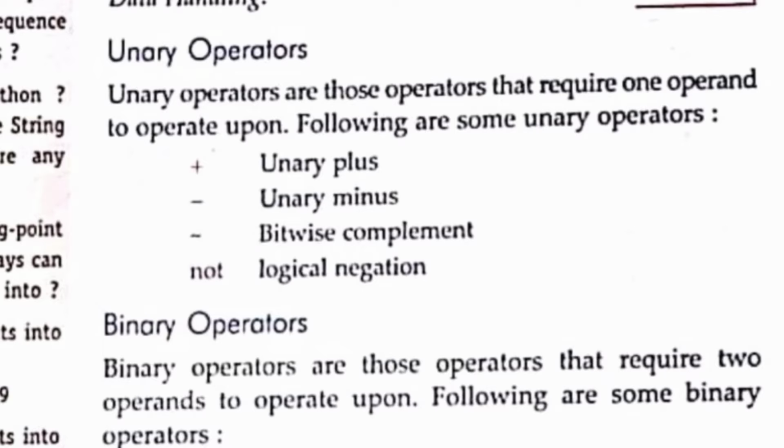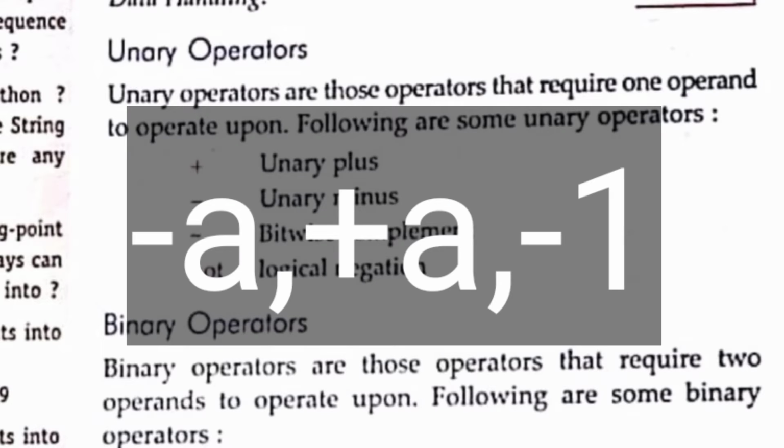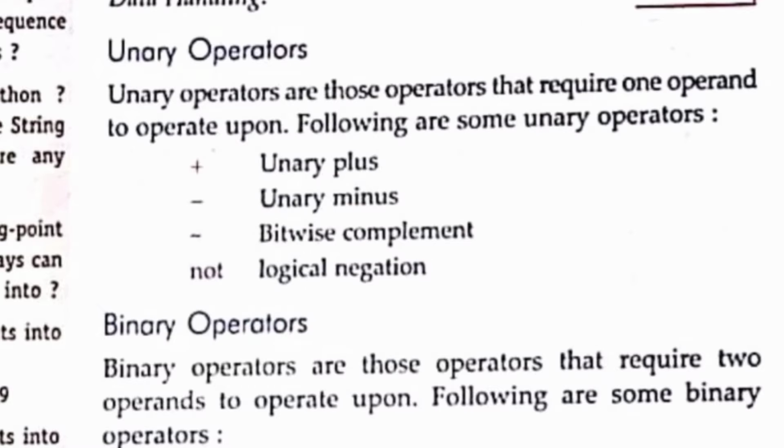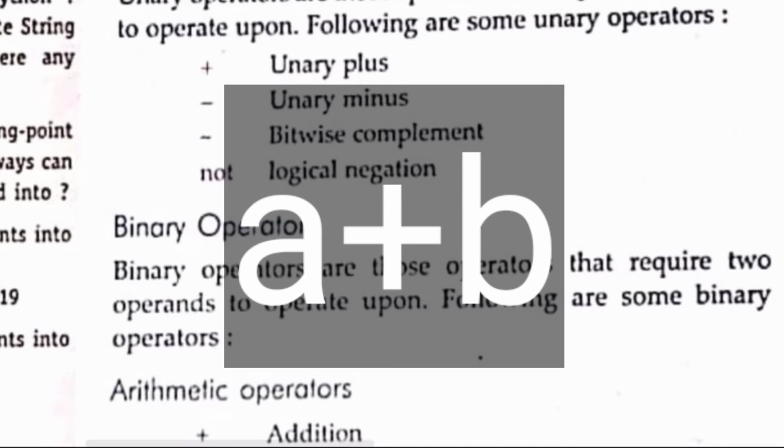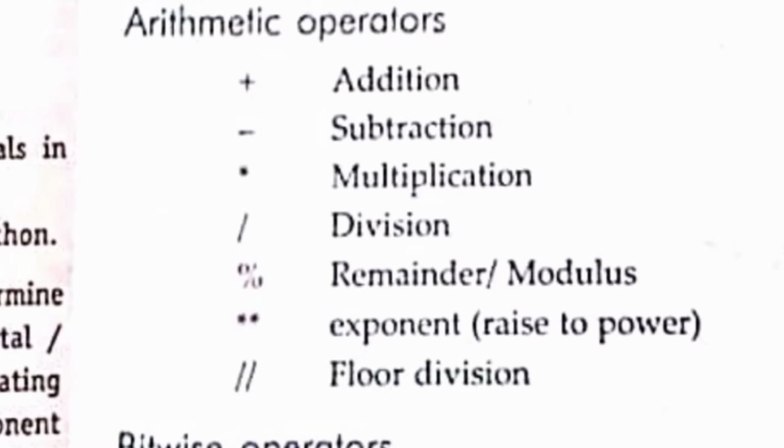Unary operators are those operators that require only one operand to operate upon. Like on the screen you can see minus a, plus 1, minus 1. These are examples of unary operators which only require one operand to perform upon. Now binary operators are those operators that require at least two operands to perform upon. Like here you can see the example of one binary operator. So here are some types of binary operators.